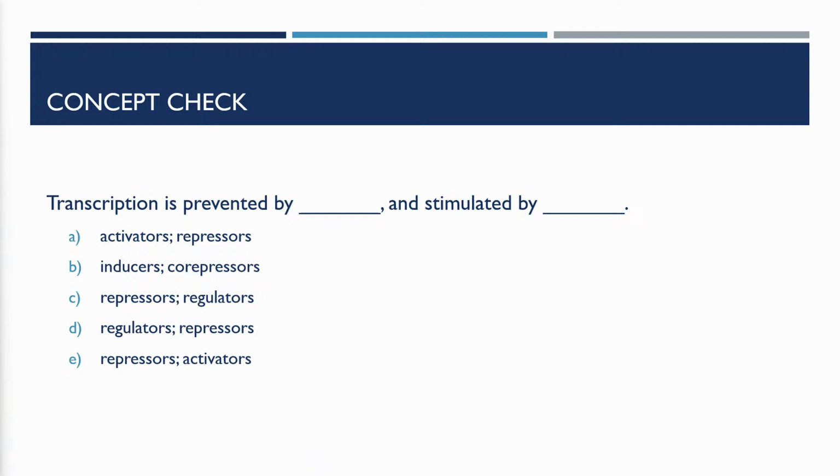Let me take a minute, think about it. Yep, it's E. Transcription is prevented by repressors and stimulated by activators, so it's not a trick question. It's pretty straightforward there.